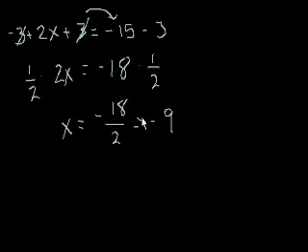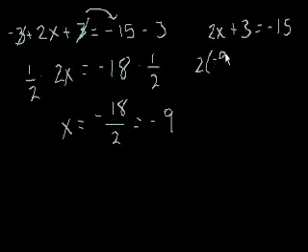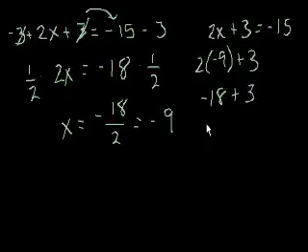Let's do another problem. And actually, if we want to check it, we could say, well, the original problem was 2x plus 3 equals minus 15. So we could say 2 times minus 9 plus 3. 2 times minus 9 is minus 18 plus 3. Well, that's equal to minus 15, which is equal to what the original equation said. So we know it's right. That's the neat thing about algebra. You can always check your work.